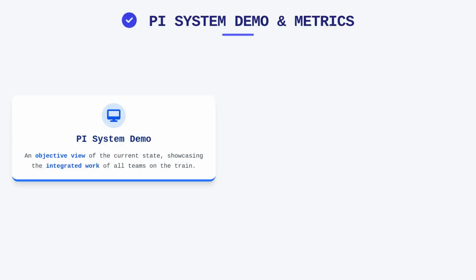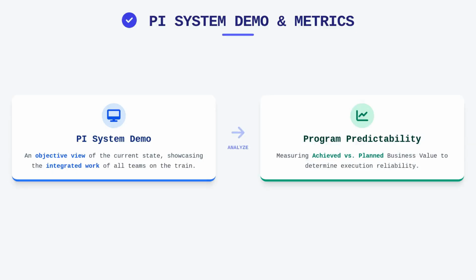The event begins with the PI system demo, which provides an objective view of the current state of the solution by showcasing the integrated work of all teams on the train. This is followed by the quantitative measurement segment, where we evaluate the program predictability measure. This metric specifically compares the achieved business value against the planned business value agreed upon at the start of the increment.